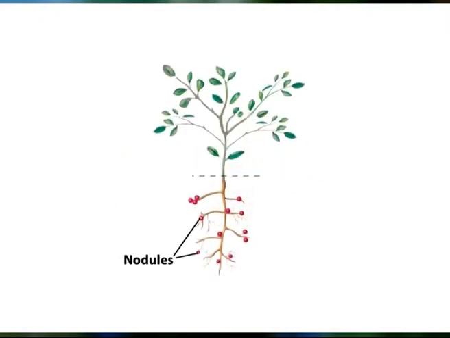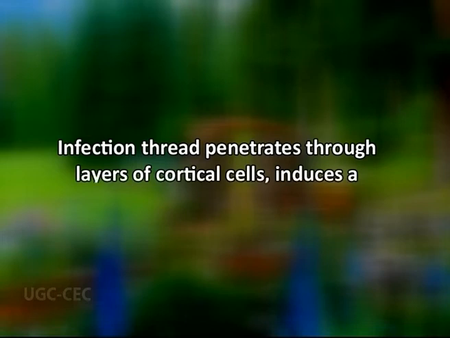Next, cortical cell division is induced within the root. Then the infection thread penetrates through several layers of cortical cells and induces a proliferation of its cells. Cells in advance of the thread divide and organize themselves into a nodule primordium. The branch infection thread enters the nodule primordium zone and penetrates individual primordium cells.